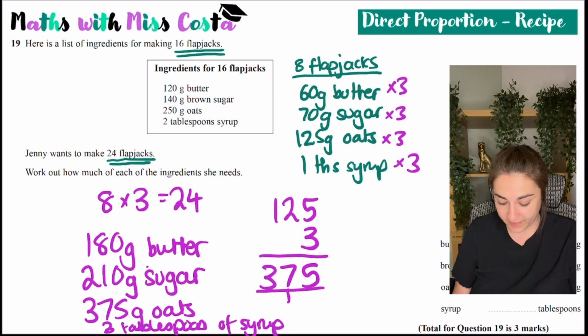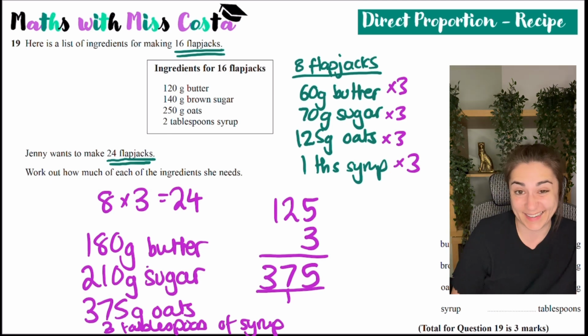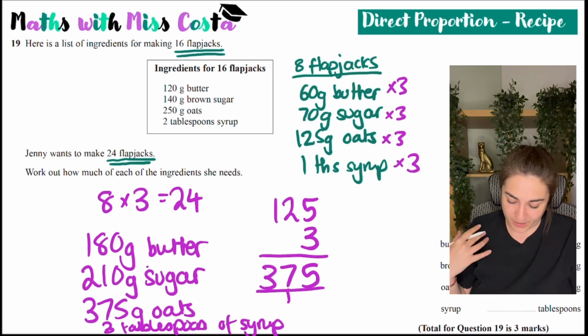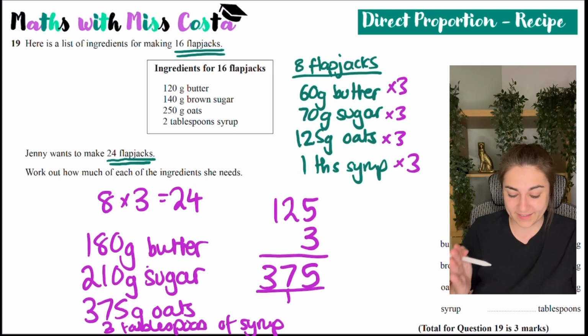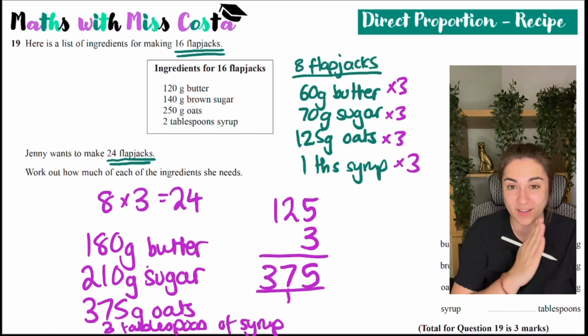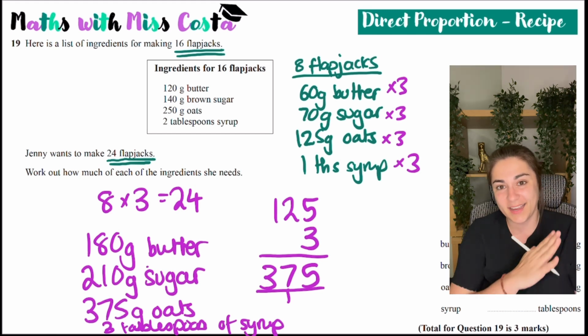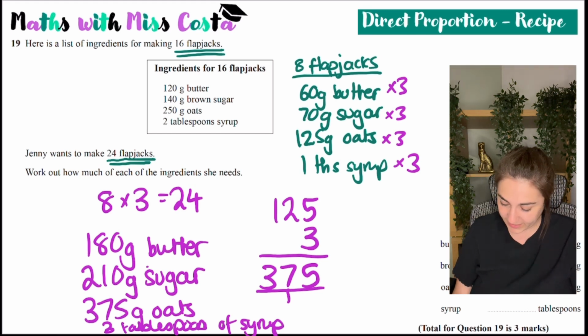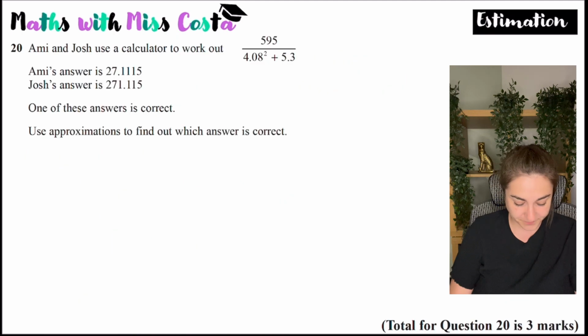So that's how I could work that out. You could also have divided by 16 and then multiplied by 24, but that's a little bit trickier. So normally the best thing to do is to find the highest common factor of both of these values, and then use that to help you. So 180 grams, 210, 375, and 3.